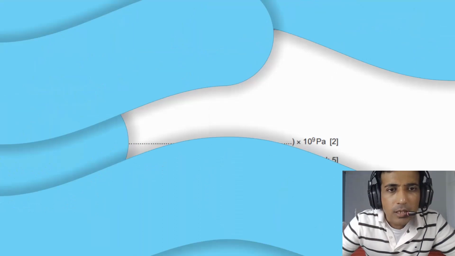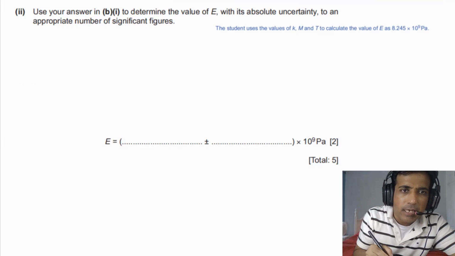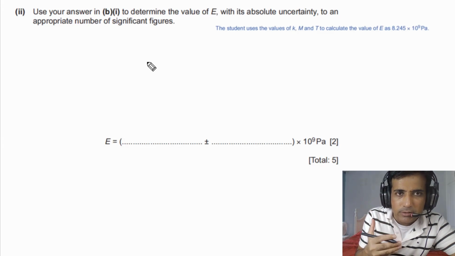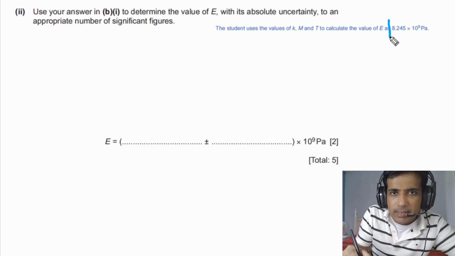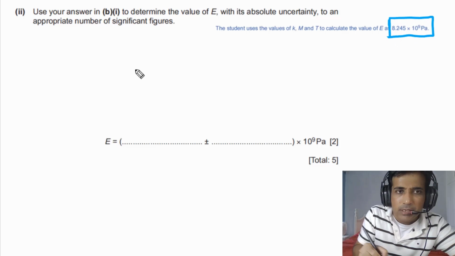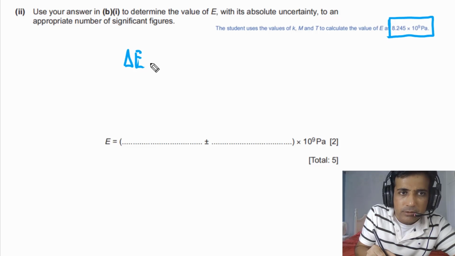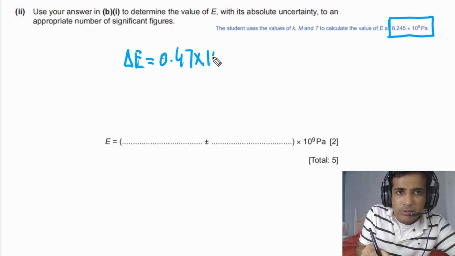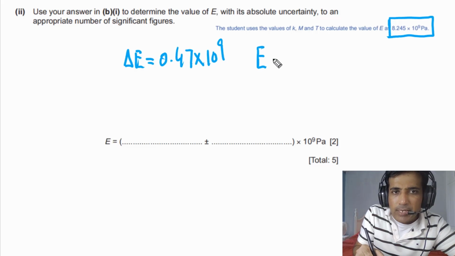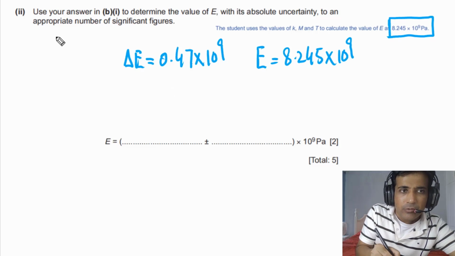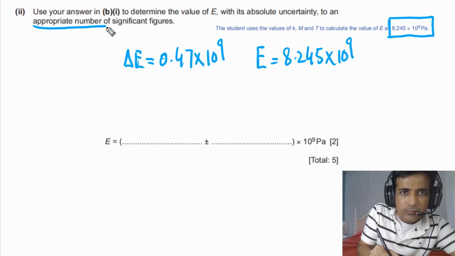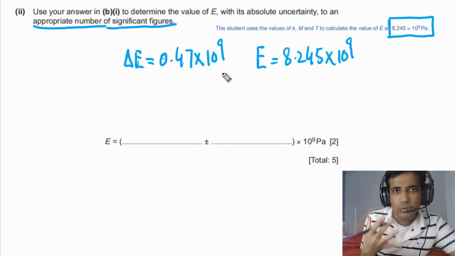Let's improve together. Before we start working on question number 2, I just want to highlight some points about writing measurements with absolute uncertainties. For this question, we have already discussed that the value of E is equal to this, and delta E means the absolute uncertainty. We have also calculated delta E, which was equal to 0.47 times 10 to 9. Now you can see we have the value of E equal to 8.245 times 10 to 9, and delta E is also given to us. Now we need to use an appropriate number of significant figures and write down our answer.